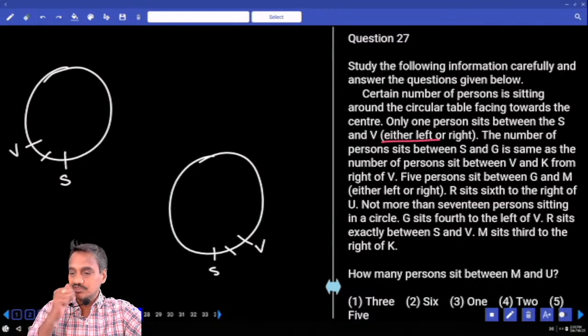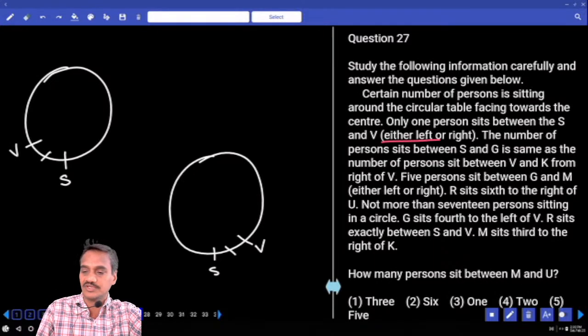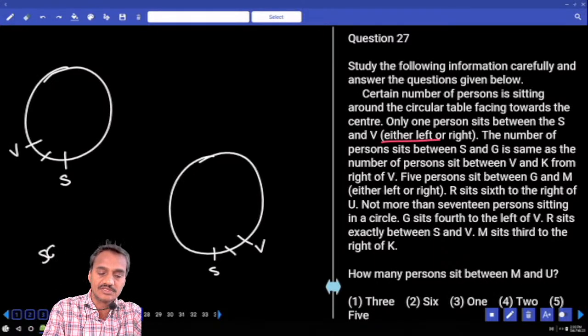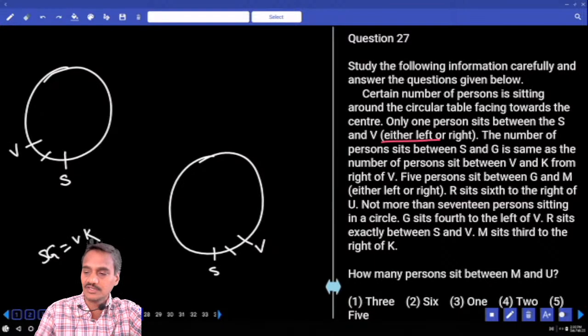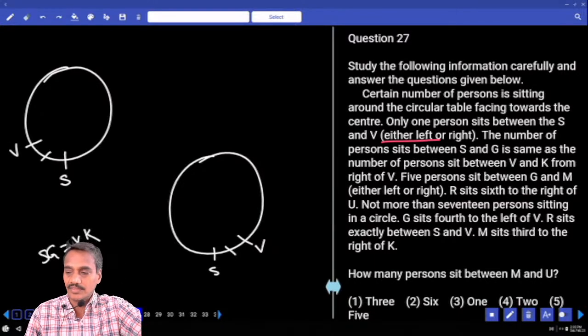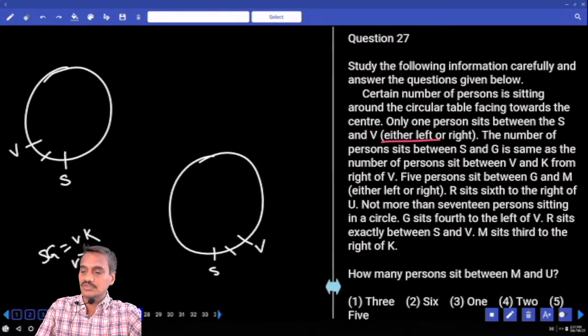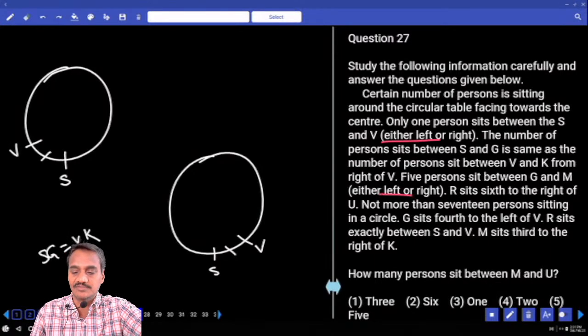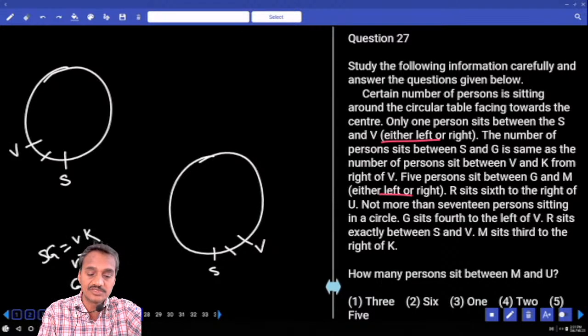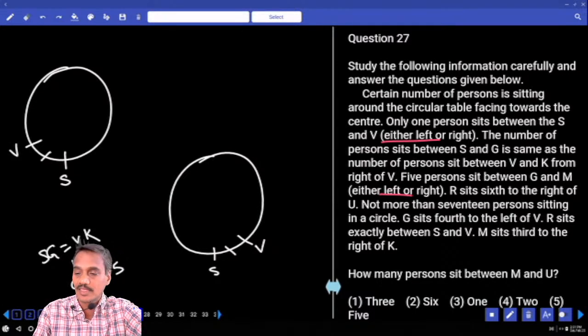And the number of persons sitting between S and G is the same as between V and K, from the right hand side of V. Then next one, as of now we cannot determine this one. And five persons between G and M. In between G and M there must be exactly five persons. And R sits sixth to the right of U.